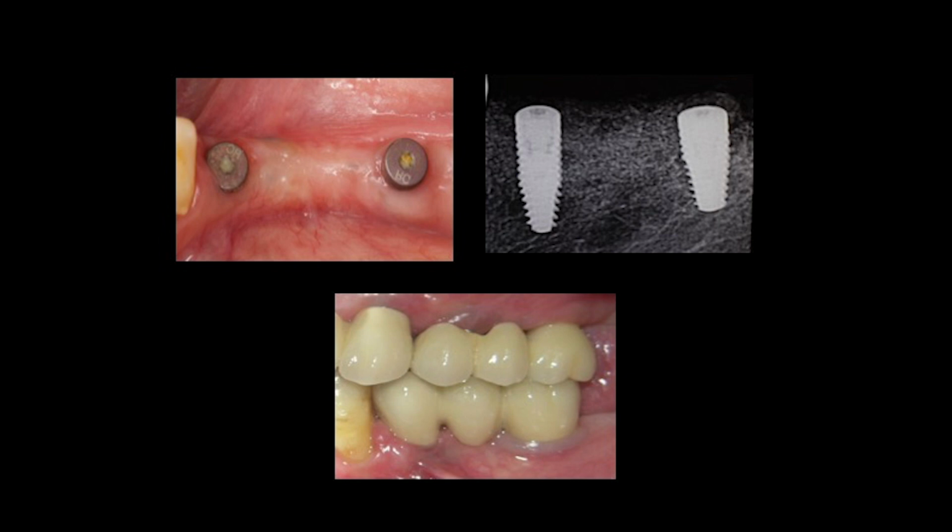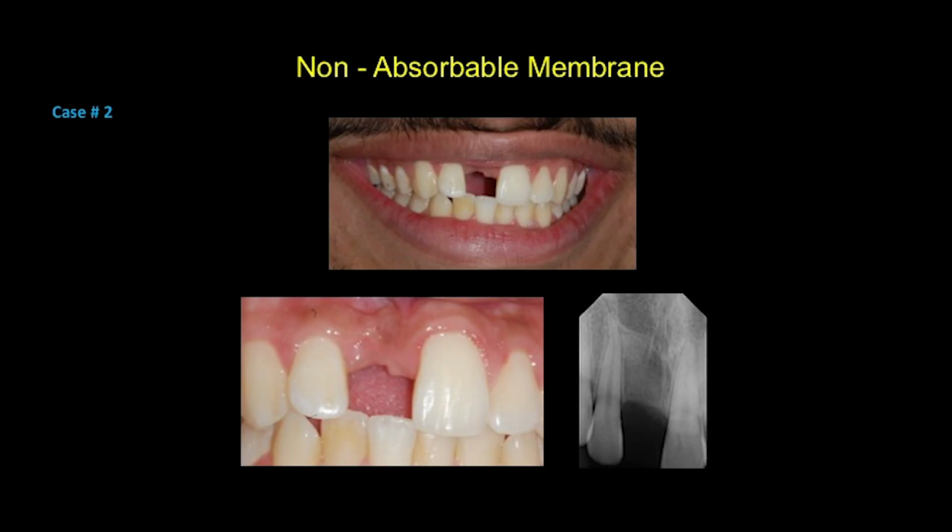Here we have the 3 units ridge for implant supporting prosthesis. Okay, case number 2. We used non-resorbable membrane, titanium reinforced membrane. This is a young patient, a guy who lost tooth number 11 in an accident when he was 17 years old, and his age at the time of procedure was 23 years old.